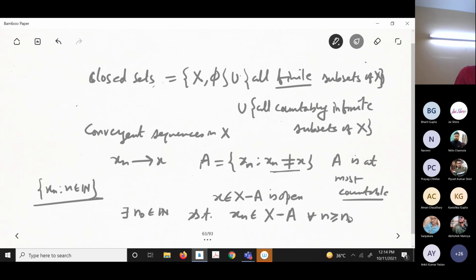Actually, I have explained more than what is required. I commented the below star, you see them. So Xn belongs to X minus A, which means Xn does not belong to A, which means Xn equals X. That means Xn does not belong to A for all n greater than or equal to n naught, which precisely means Xn equals X. So you get Xn equals X for all n greater than or equal to n naught.